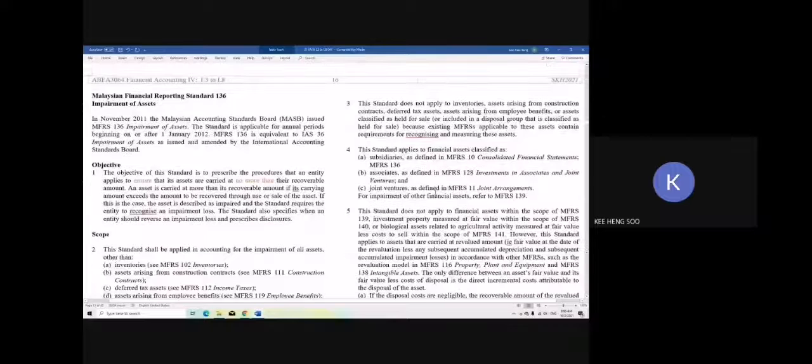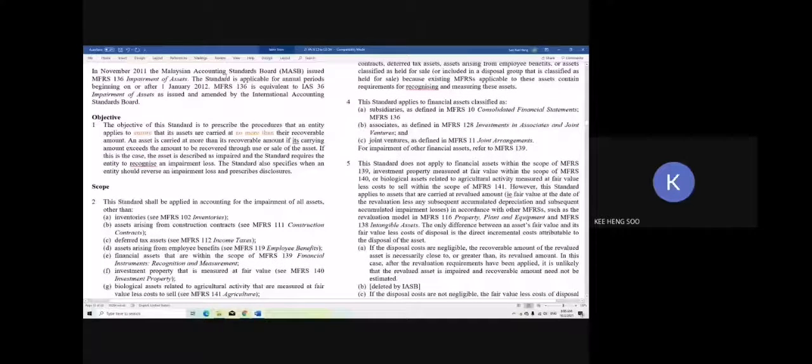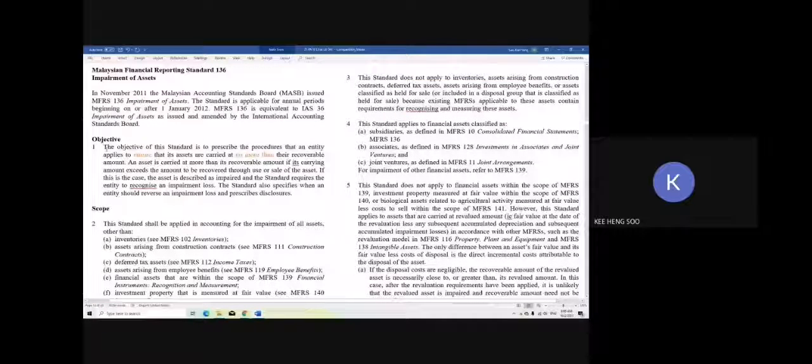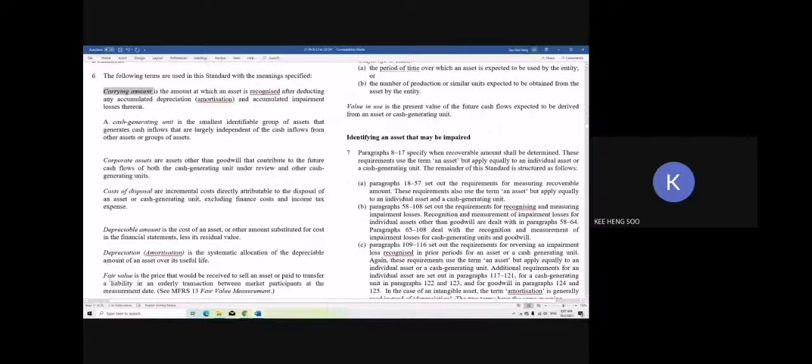And paragraph this MFRS 136, this is important. I see only the objective here. Only this objective is important. Paragraph number 1. Only this paragraph number 1 is important. Then you jump to paragraph number 6. Important point is this carrying amount. You need to know this is amount recognized. And also don't forget what's the fair value.